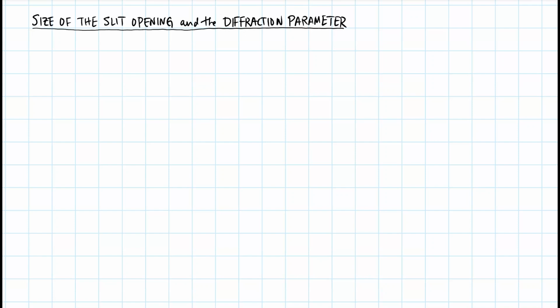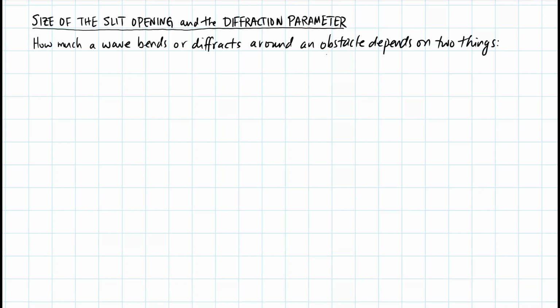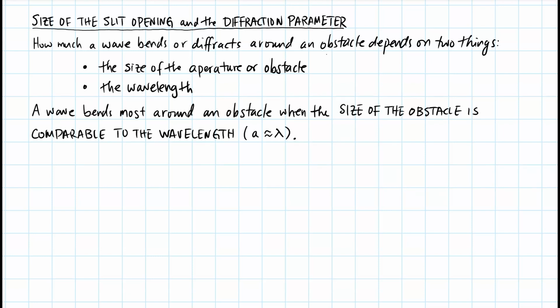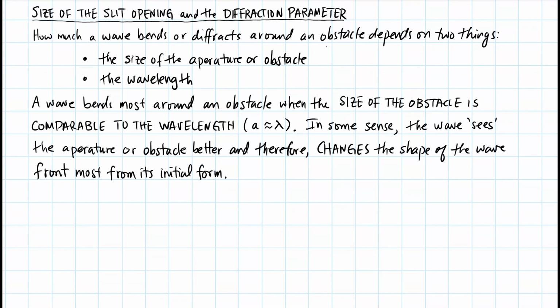Size of the slit opening and the diffraction parameter. How much a wave bends or diffracts around an obstacle depends on two things: the size of the aperture or obstacle and the wavelength. A wave bends most around an obstacle when the size of the obstacle is comparable to the wavelength. In some sense, the wave sees the aperture or obstacle better when it's comparable to the wavelength, and therefore changes the shape of the wave front most from its initial form. And it is this change that our eye detects.